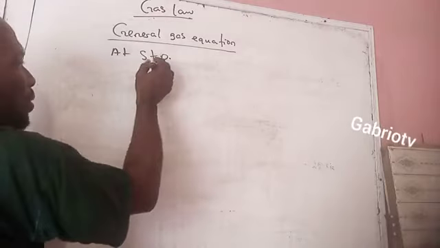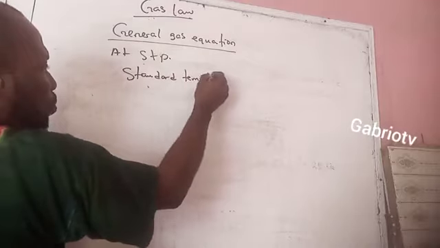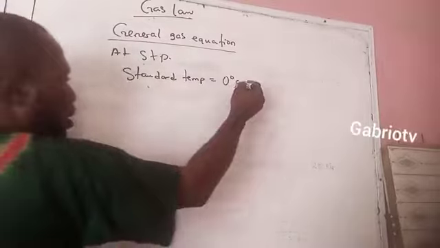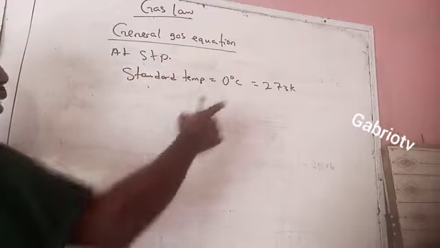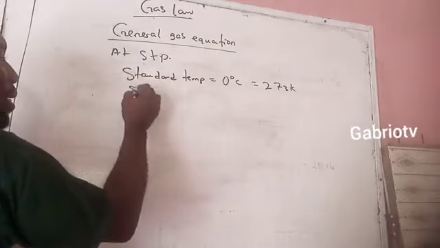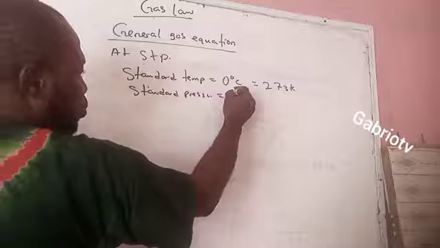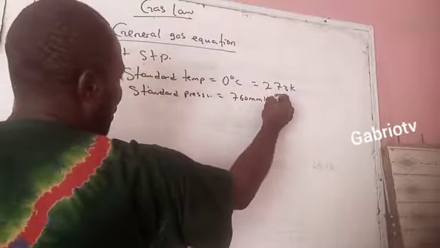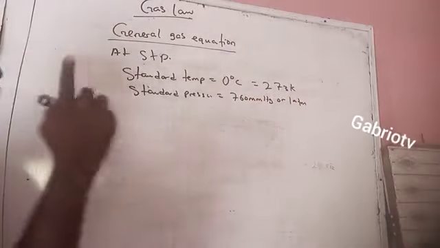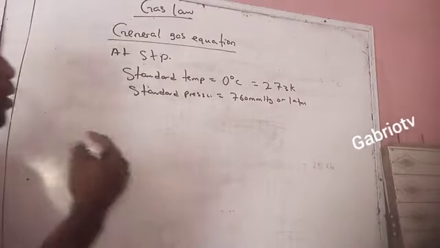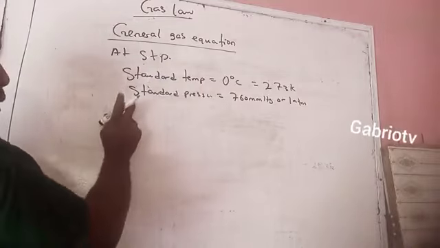STP involves that you have been given a standard temperature, which is 0 degrees Celsius, equals what? 273 K. So at STP there is a standard temperature, and also a standard pressure, and that's what? 760 mmHg, or 1 atmosphere. You understand? Or 1 kPa, that's Pascal 1. So this is standard temperature and standard pressure.